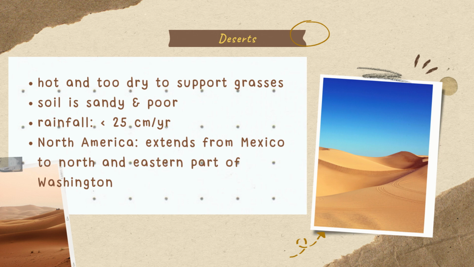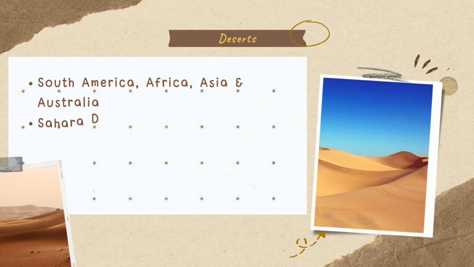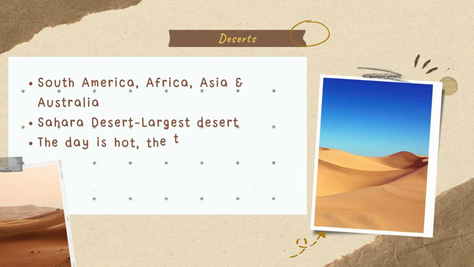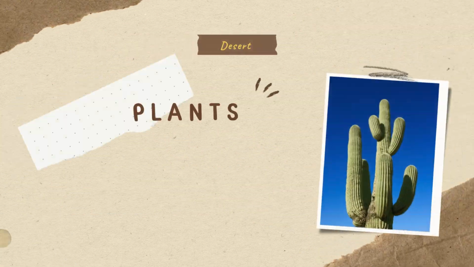grasslands. Okay. If we are to talk about the deserts within North America, it extends from Mexico to north and eastern part of Washington. Okay. And then if we are to check as well the deserts within South America, Africa, Asia, and Australia, Sahara Desert is noted to be the largest desert. Okay? Within the desert biome, the day is hot and the temperature may drop as much as 30 degrees Celsius at night. So it's very hot during the day, but it could also get cold during nighttime.